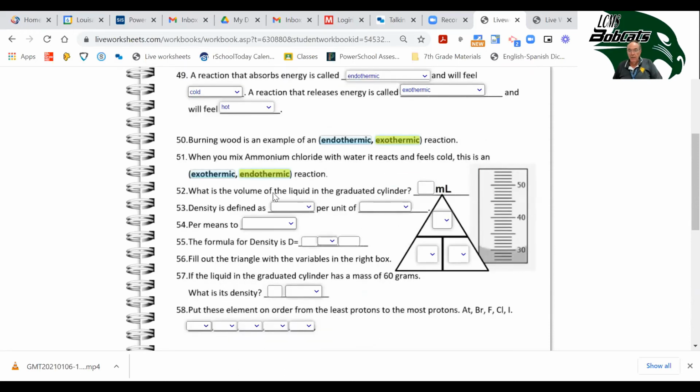Okay. What is the volume of the liquid in the graduated cylinder? We read at the bottom of the meniscus, so it's 30. We read at this lowest part of the hoop.